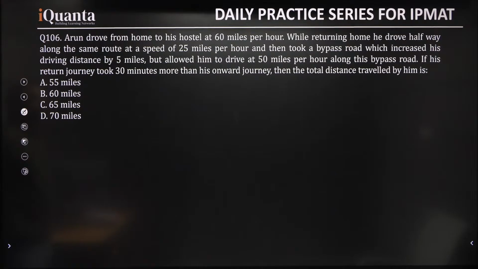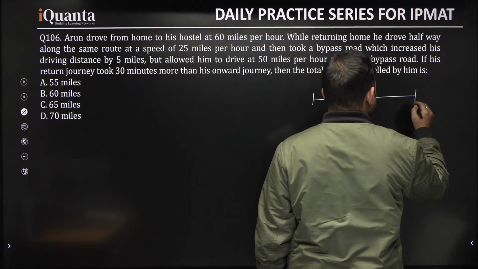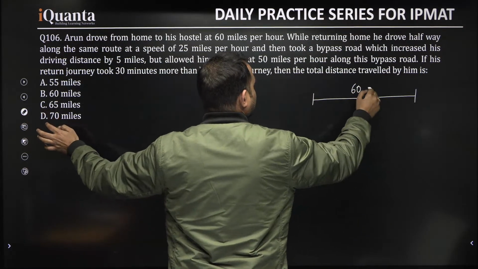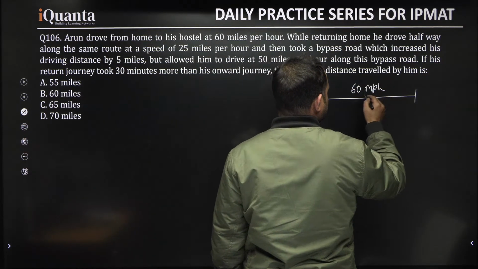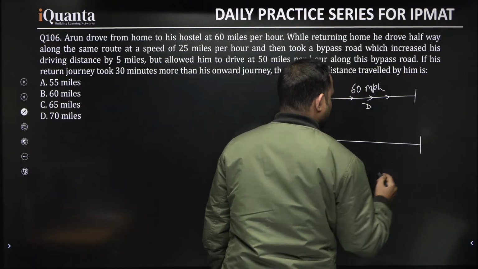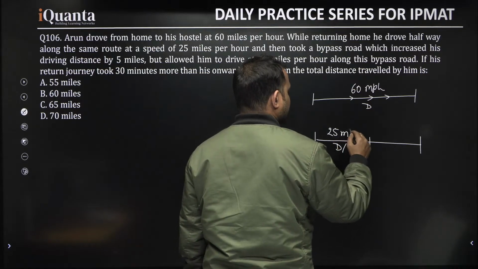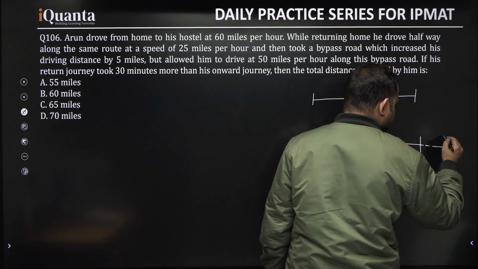You just need to find the correct equation, right? If you are able to write the correct expression, then this question is nothing. Total distance we can assume as d, right? While going forward, the speed is 60 miles per hour. The distance we can take d. In another situation, we have this distance which is d by 2 and with a speed of 25 miles per hour.